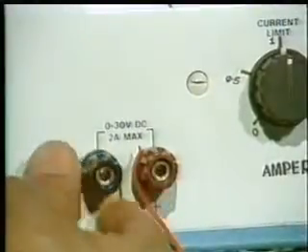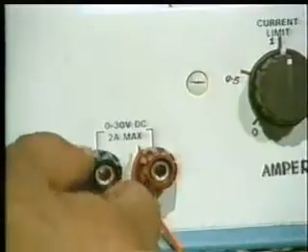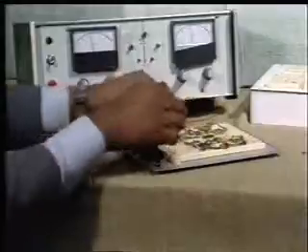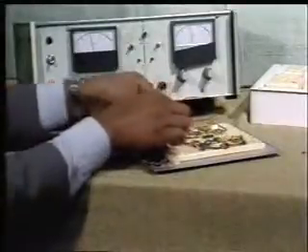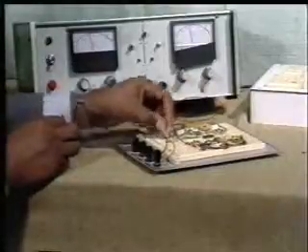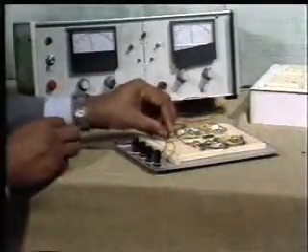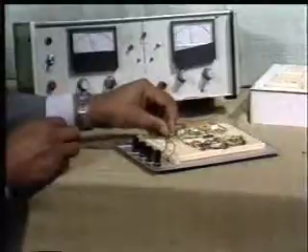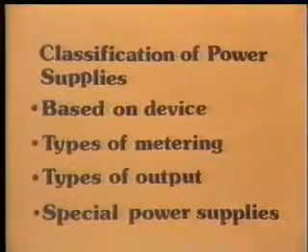Take care of polarities while connecting a power supply to an external circuit. Before use, check the zero position of the voltage and current knobs. Apart from this, ensure proper earthing and use correct rating fuses in the power supply.